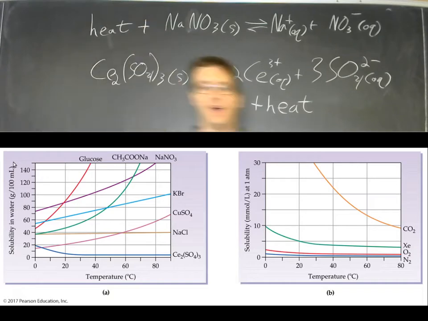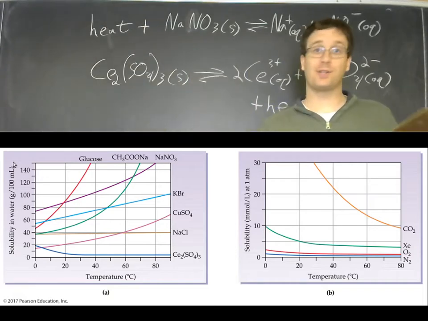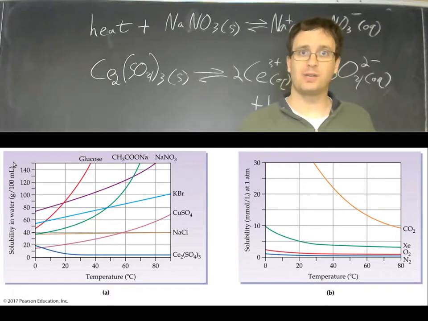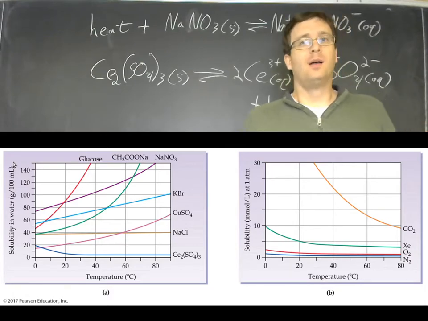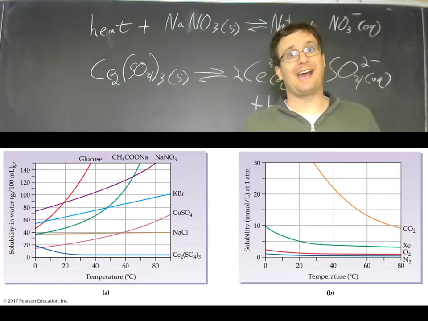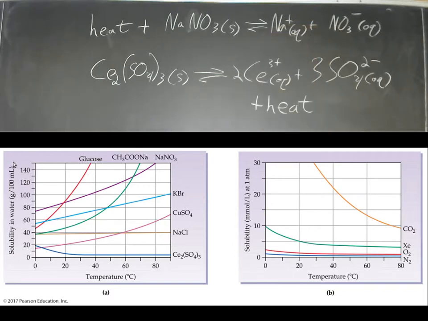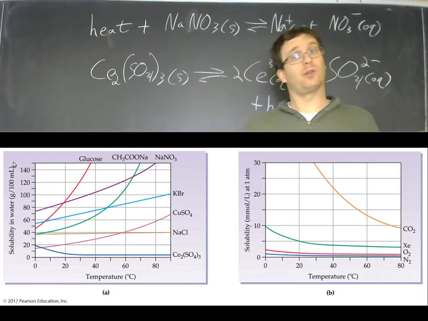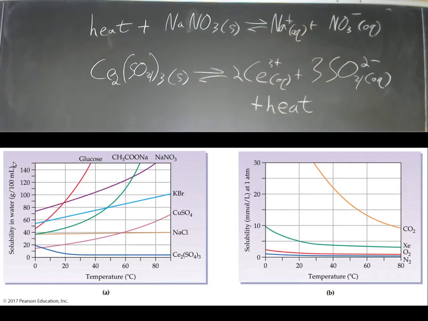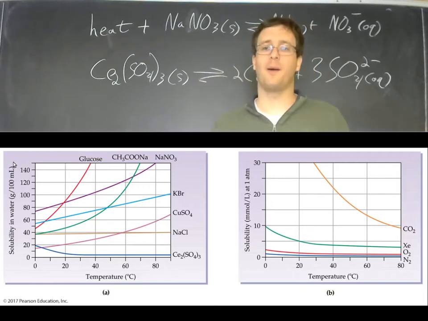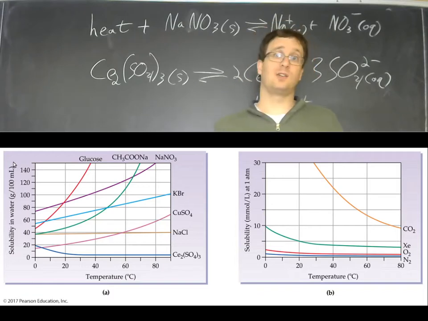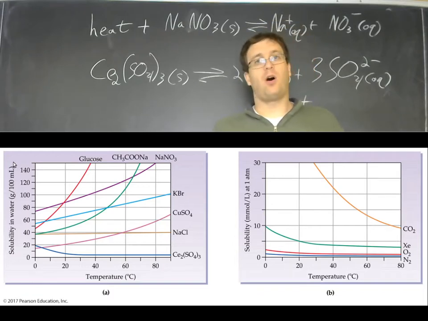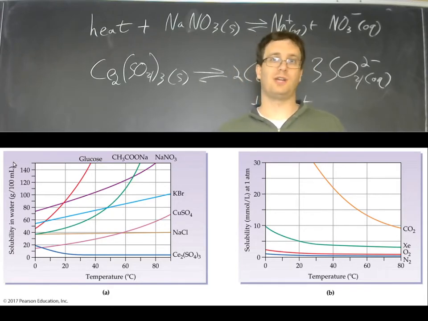This other graph over on this side is showing the same thing, the solubility of different solutes in water. But this time we're looking at gases. You'll notice, what do we have here? Carbon dioxide, xenon, oxygen, and nitrogen. First of all, their solubilities are all very low. We're looking at millimoles per liter. But you'll notice that all of them decrease their solubility at higher temperatures.